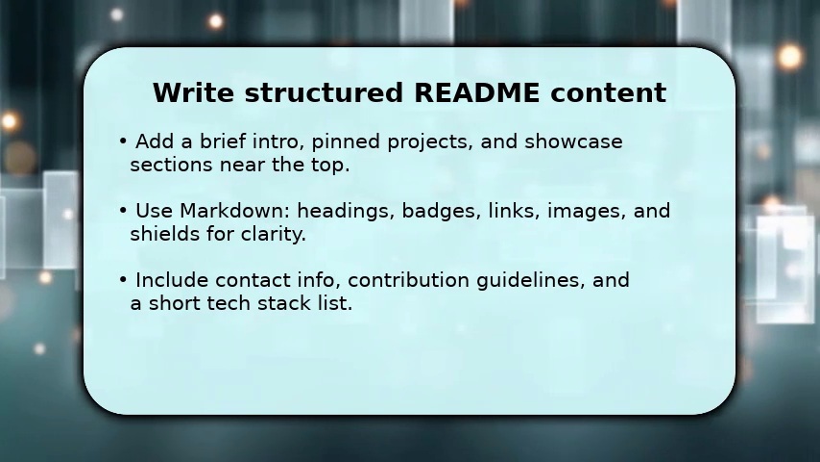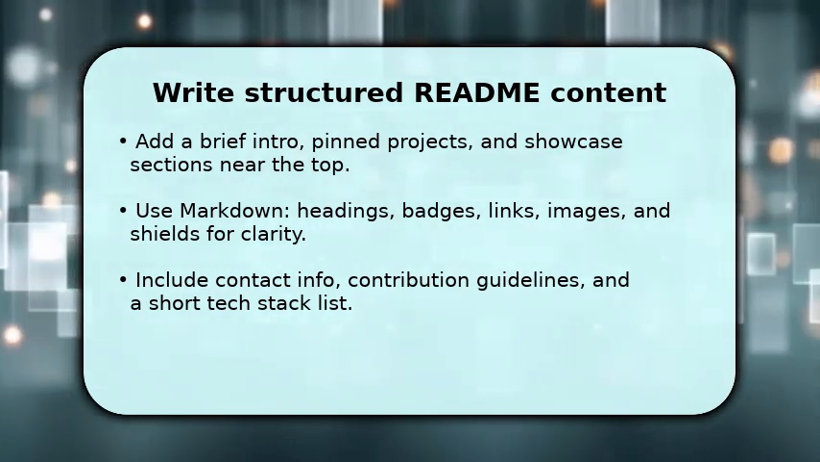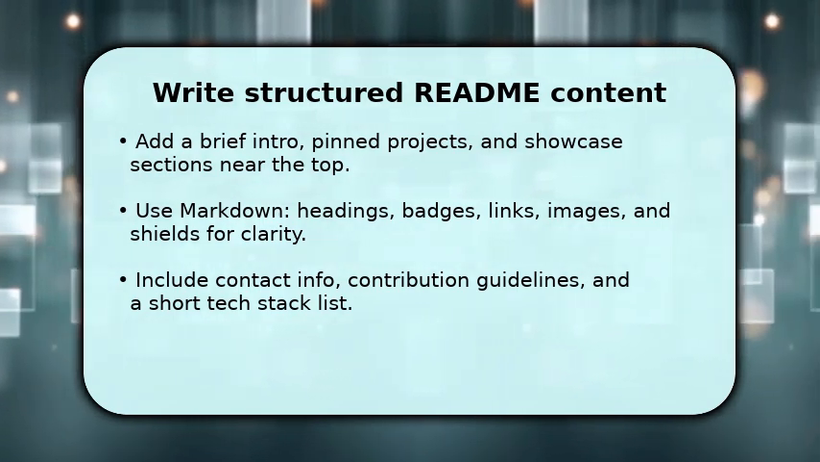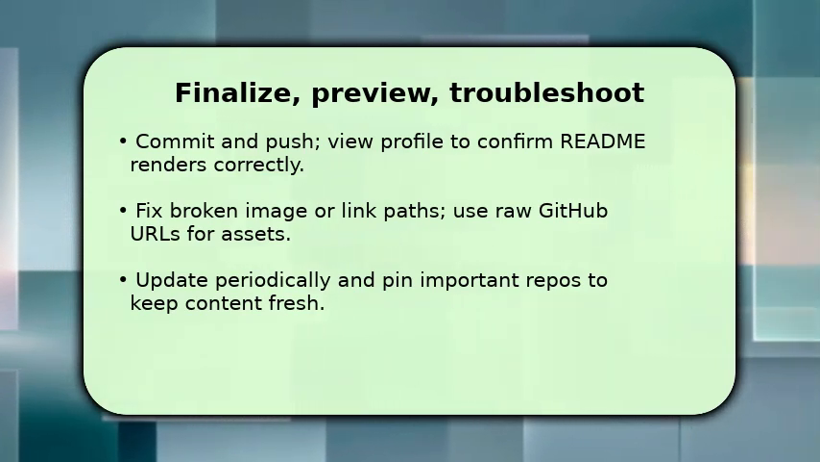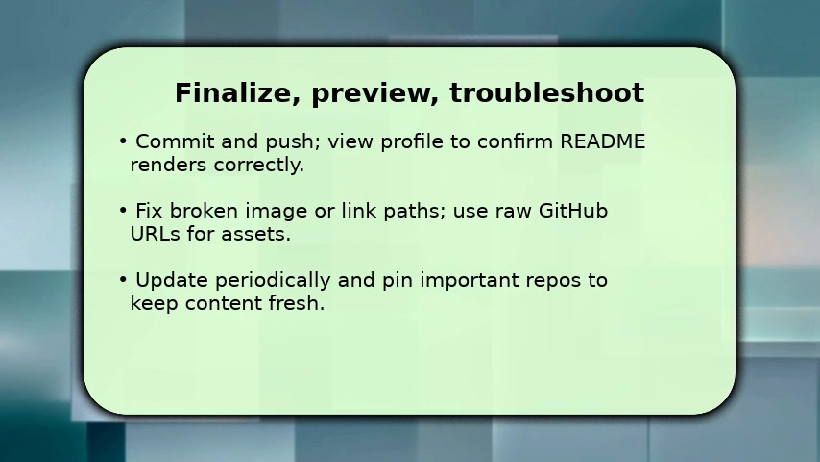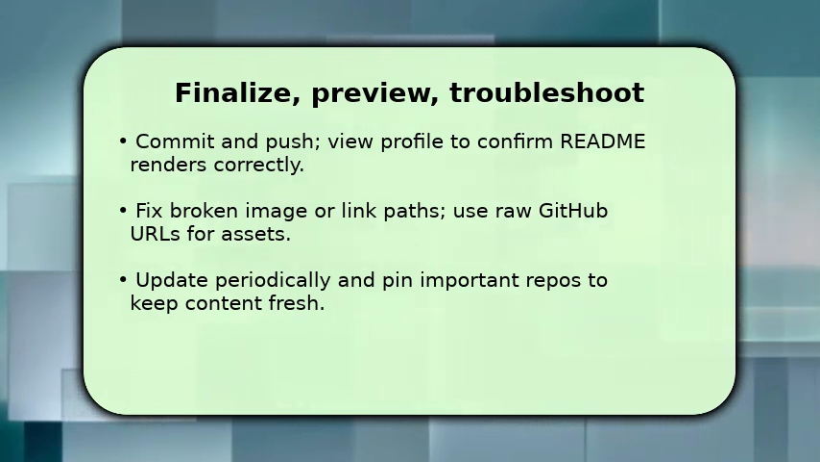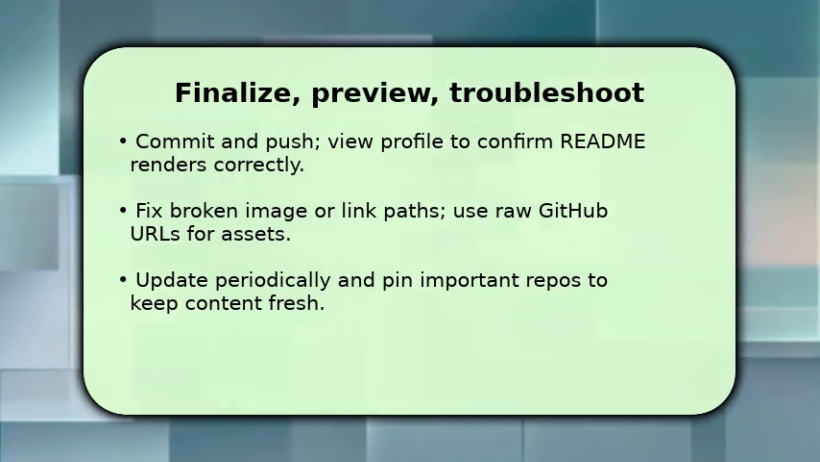Commit changes frequently, so you finish by committing all changes and pushing to the main branch, then immediately preview your GitHub profile to confirm the README renders as expected. If something looks off, check common issues: incorrect file name, branch mismatch, or broken image and link paths. Replacing relative image paths with raw GitHub URLs often resolves display problems.